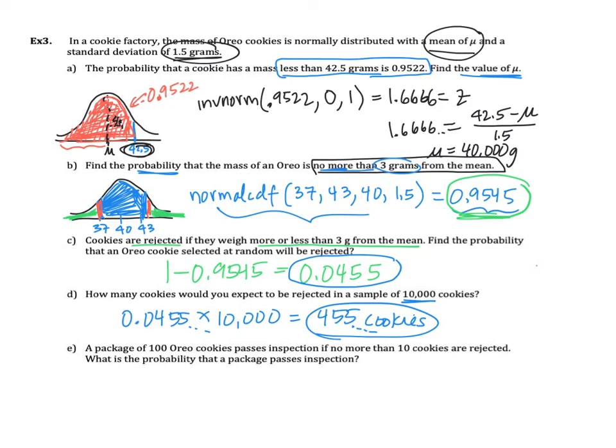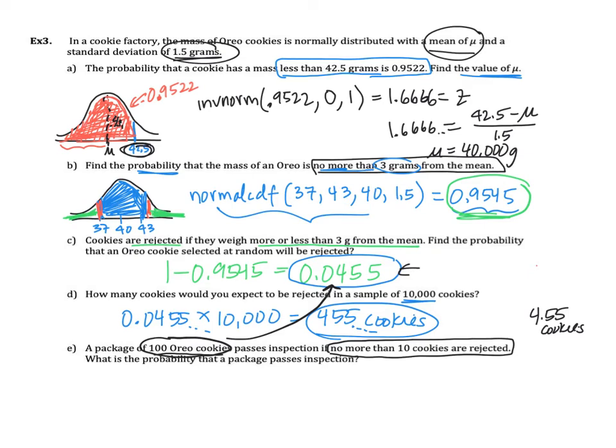Okay, let's look at this part E. Part E says a package of 100 Oreo cookies passes inspection if no more than 10 cookies are rejected. Okay, let's think about that. 100 cookies. How many would we expect to be rejected on average for every 100? Well, hopefully you're saying about 4.55 cookies, right? So 4.5% of 100 is roughly 4.55 cookies for every 100.